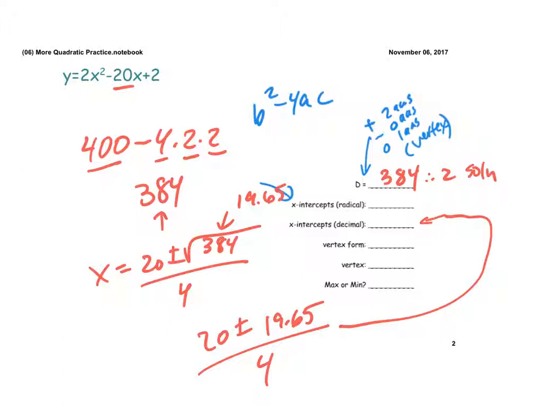All right, vertex form. Oh, x-intercepts as a radical. This is the x-intercepts as a radical. I already have it. It's right there.